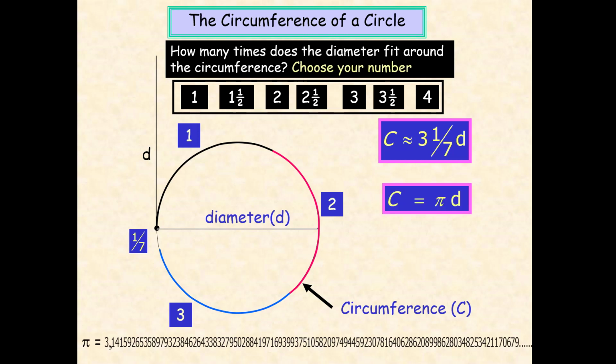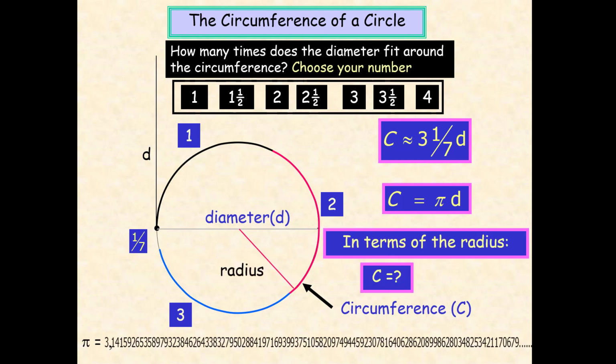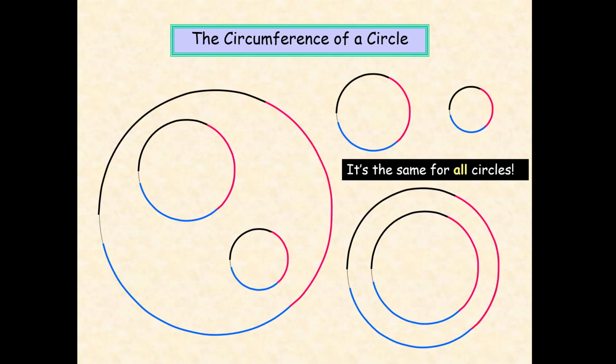So the circumference is pi times the diameter. So remember, the 3 1/7 is pi. If you times that by the diameter, you have the circumference of a circle. In terms of the radius, since you know the diameter is equal to 2 radii, you can just say pi times 2 times radius, or 2 pi r. So circumference can either be pi times diameter or 2 times pi times radius. And this is true for all circles.